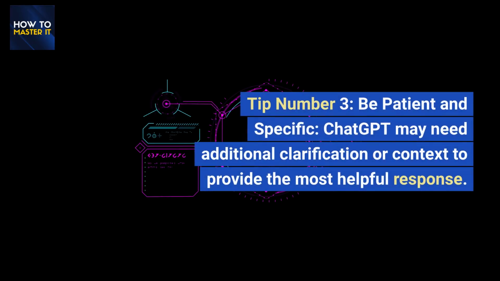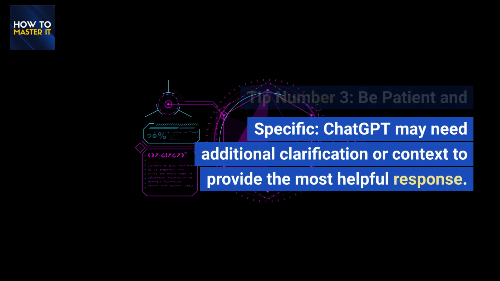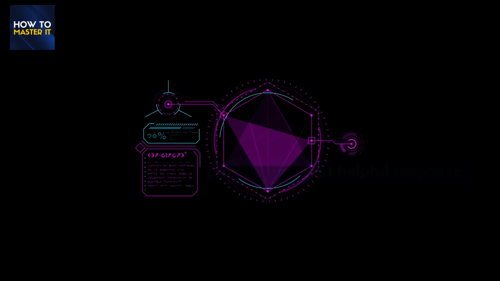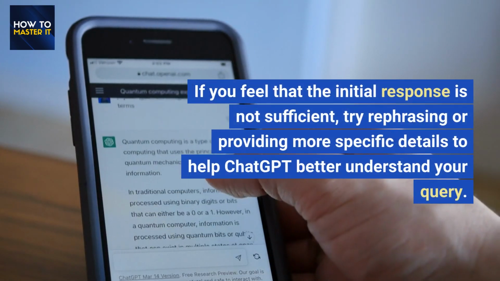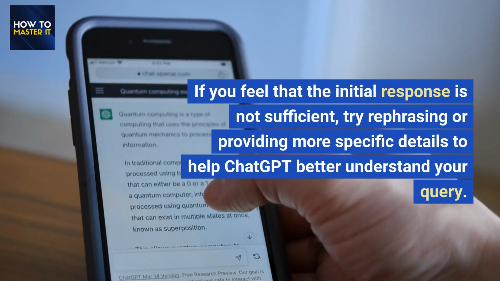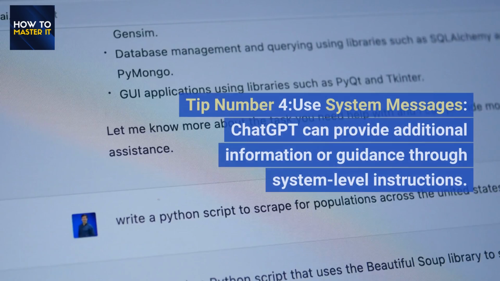Tip number 3. Be patient and specific. ChatGPT may need additional clarification or context to provide the most helpful response. If you feel that the initial response is not sufficient, try rephrasing or providing more specific details to help ChatGPT better understand your query.